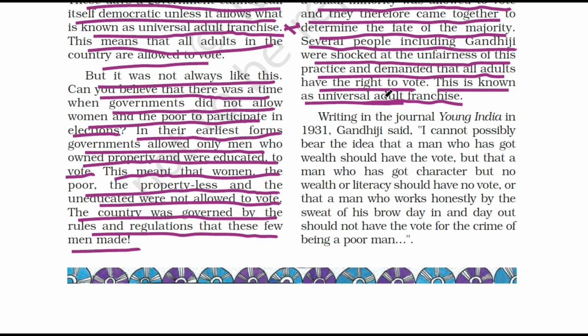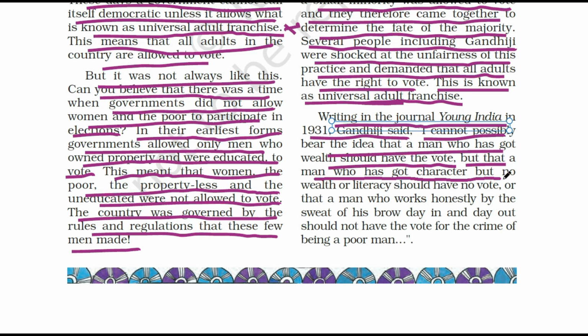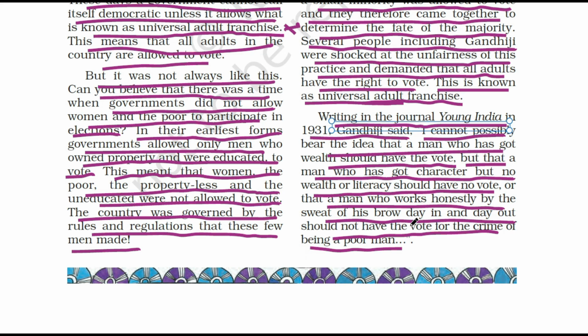Continuing with universal adult franchise, writing in the journal Young India in 1931, Gandhiji said, "I cannot possibly bear the idea that a man who has got wealth should have the vote, but that a man who has got character but no wealth or literacy should have no vote, or that a man who works honestly by the sweat of his brow day in and day out should not have the vote for the crime of being a poor man."